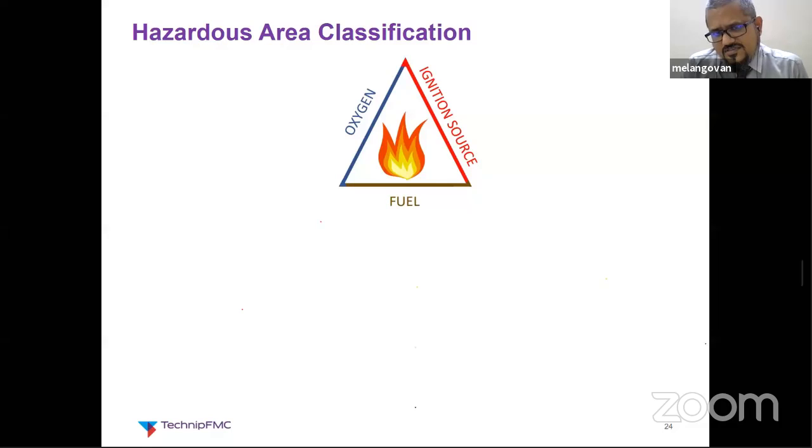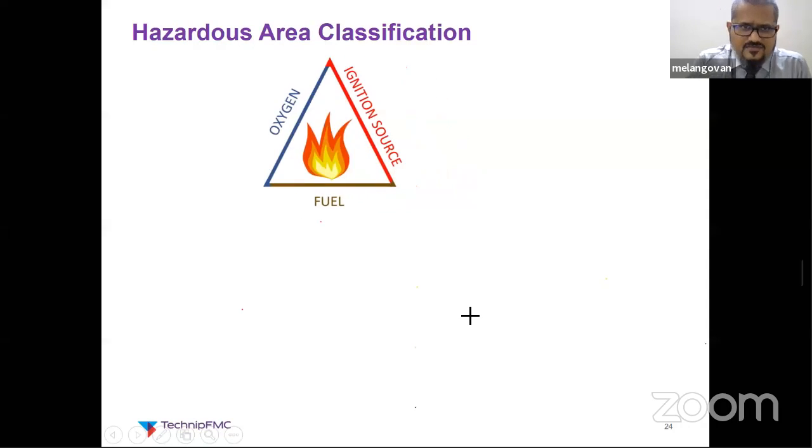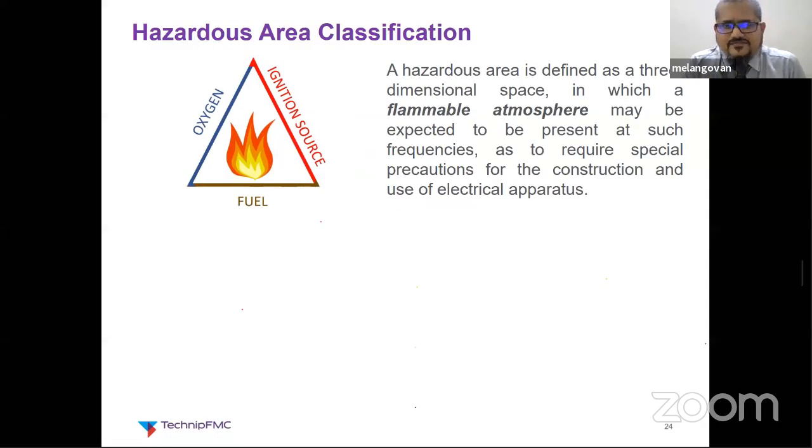So how is this ignition source related to the hazardous area classification? First, we look into the definition. What is hazardous area classification? A hazardous area is defined as a three-dimensional space in which a flammable atmosphere may be expected to be present.